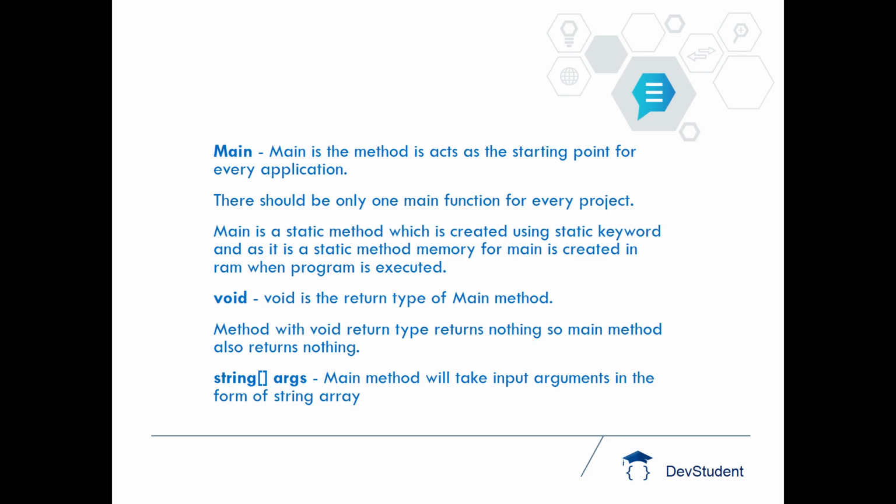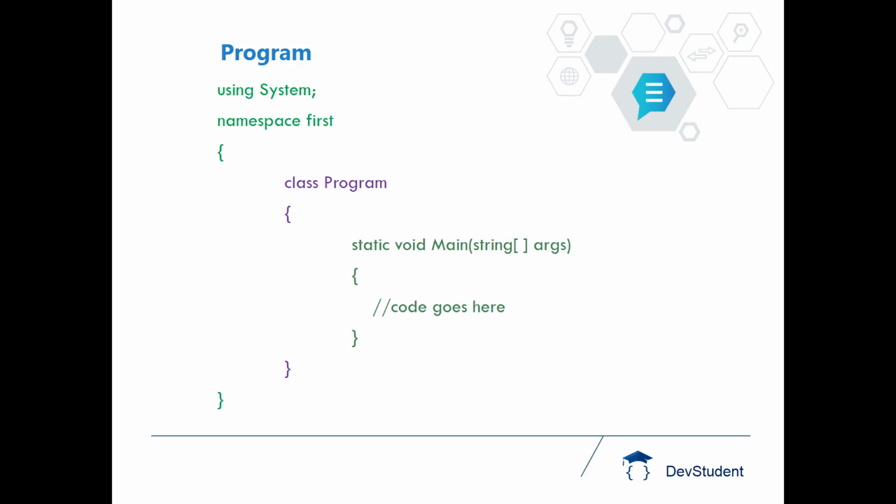Before going to the demo, once again, look at this. Using System is a namespace. First is the project name, which is added as the namespace name. Class Program is the default class created in your project. Static void Main is the Main method, which is a static method. Because of that, it is automatically executed and the application is launched. Void is the return type, which means the Main method is going to return nothing. And string args is a string array of input parameters which can be given to the Main method, and inside that we have to write the code.